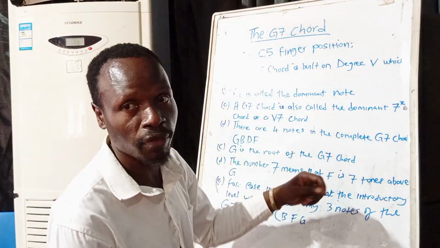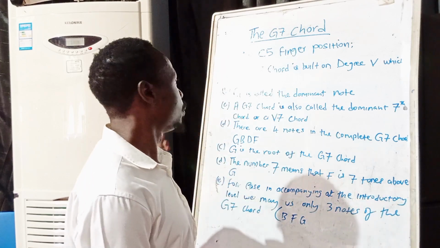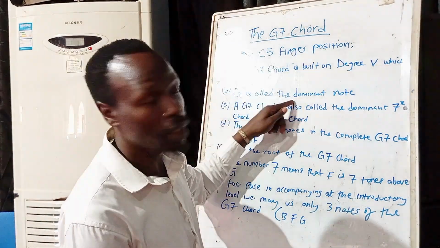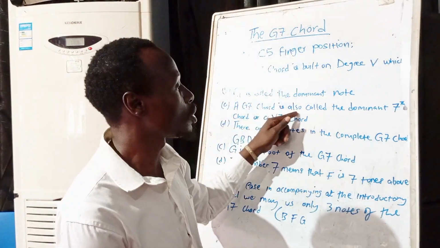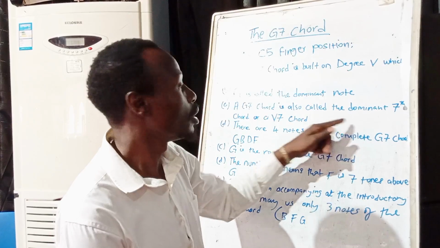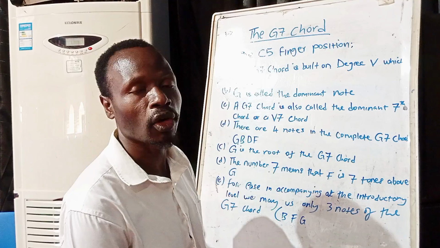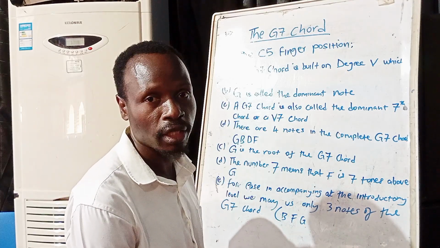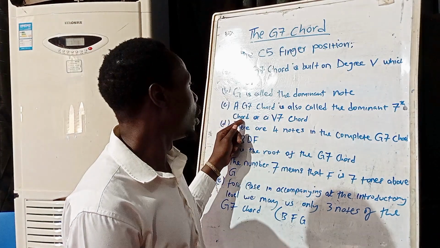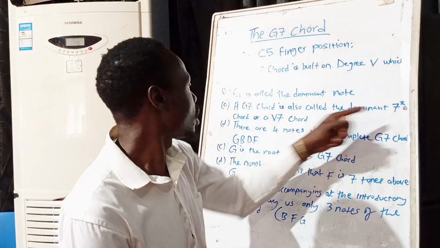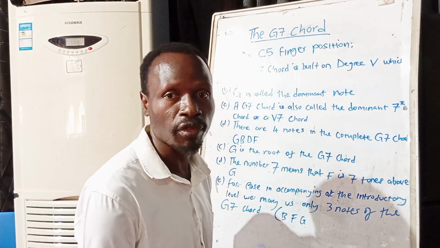So G is found on the 5th degree of the C major scale. Then G is called the dominant note. Then a G7 chord is also called the dominant 7. So you can either call it G7 or you can call it a dominant 7th chord, or a 5/7 chord.